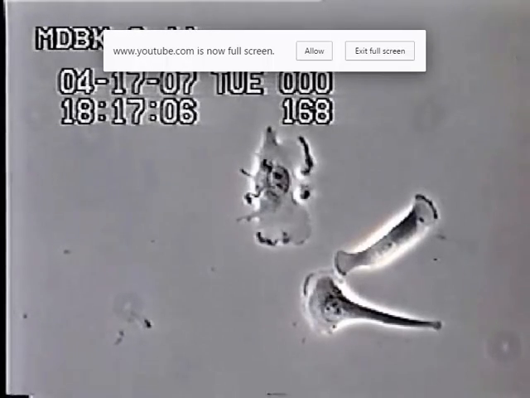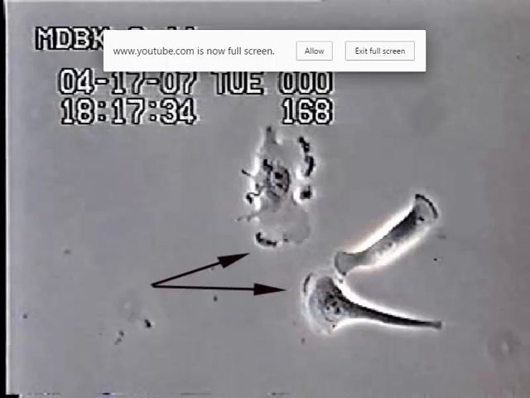Notice how the ruffling movement changes as these two cells interact with each other.